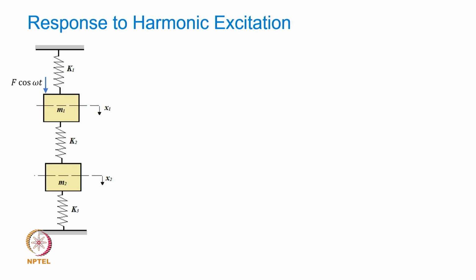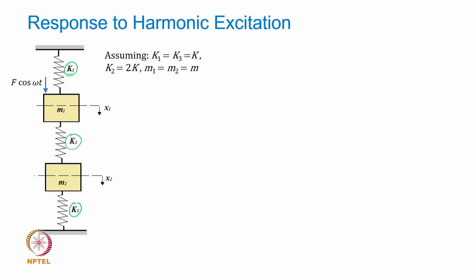Now what we do is we take a simple case, the way we did it for the free vibration also, for figuring out what the mode shapes and natural frequencies are. We assume that the stiffnesses K1 and K3 are equal to K, and this stiffness is equal to 2K, and the two masses are identical. This is done for understanding the response behavior.